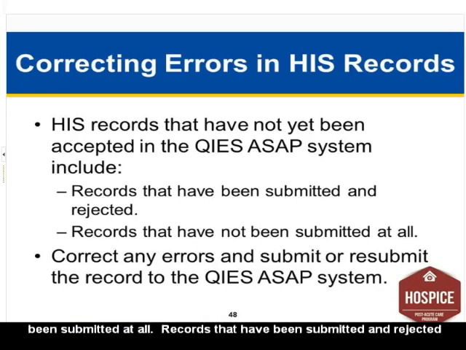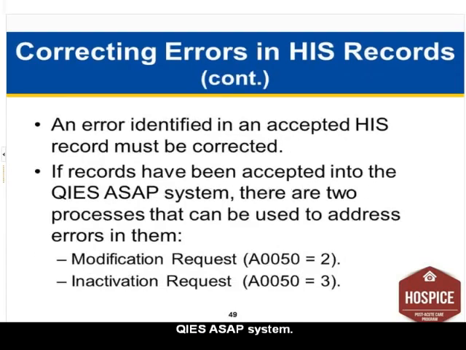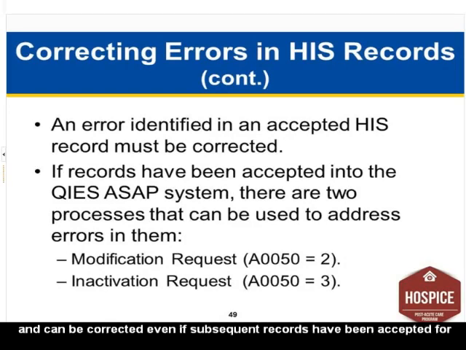Records that have been submitted and rejected can usually be corrected and resubmitted without any special correction procedures because they were never accepted by the KEYS ASAP system. Hospices are responsible for correcting any errors to the record prior to submission or resubmission of the record to the KEYS ASAP system. An error identified in an accepted HIS record must also be corrected and can be corrected even if subsequent records have been accepted for the patient.